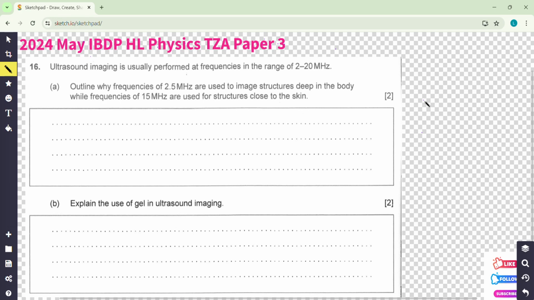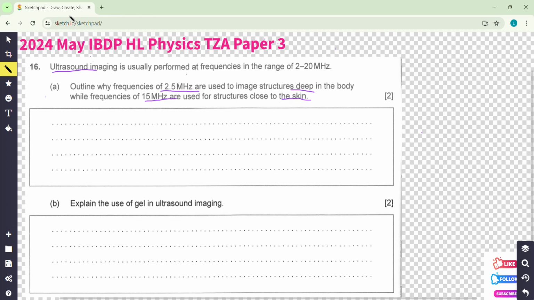Okay, for question 16a, it's about ultrasound. It is a textbook problem, really easy to answer, but you will lose marks easily. Be careful. First of all, it asks why low frequency is for the deep body and high frequency is for skin. You have to answer both.